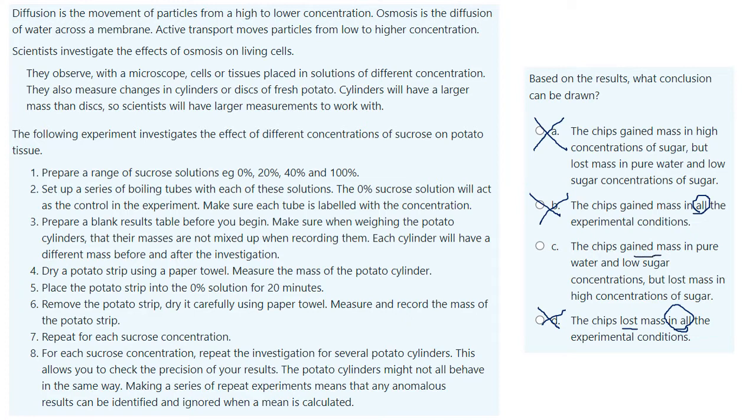The chips gained mass in pure water. That's true because there was a positive percentage change. But they lost mass in the high concentrations of sugar, which is also true because there was a negative percentage change.